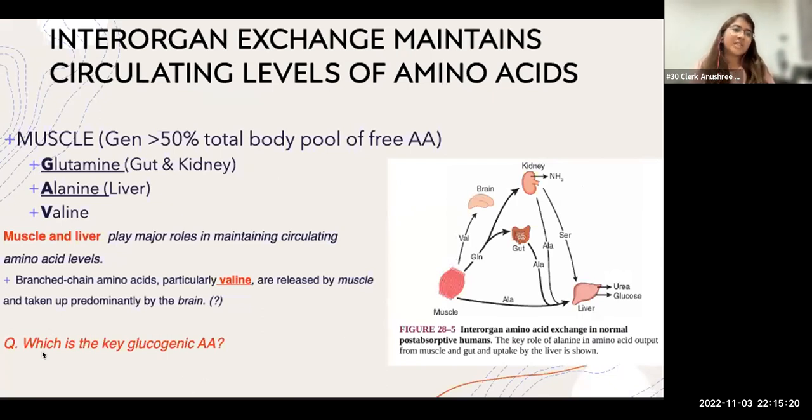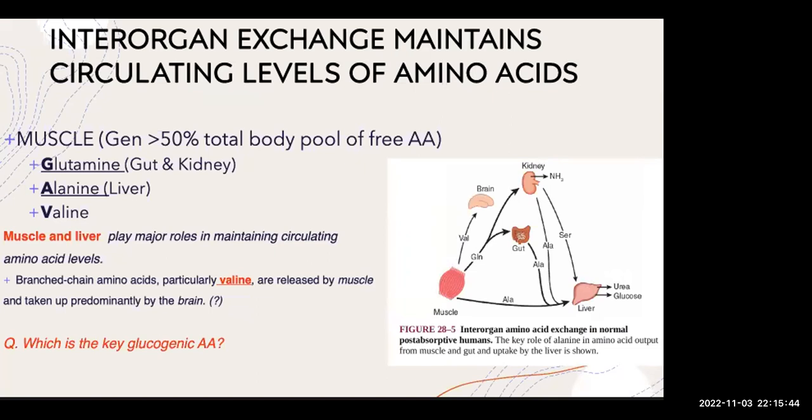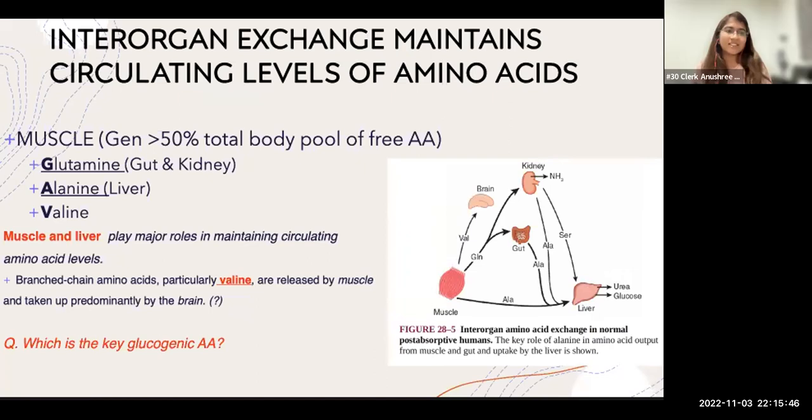The next question: which amongst the amino acids is the key glucogenic amino acid? Very important, take note, it might come in your exam. It's even mentioned in this slide if you want a hint. Alanine, exactly. So alanine is the key glucogenic amino acid. Take note of that.